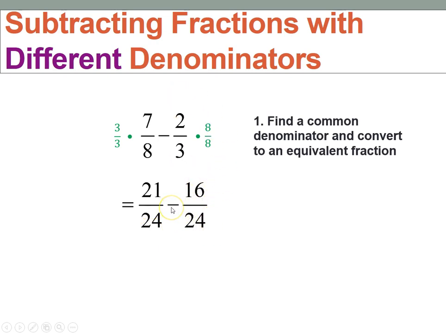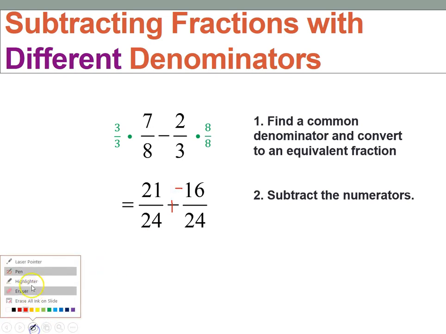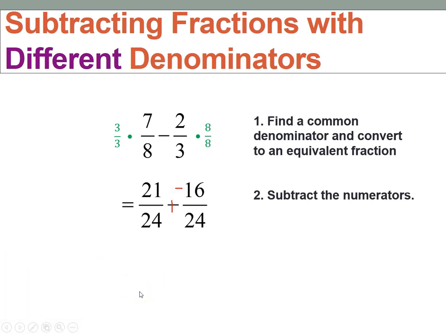I'm still subtracting. And now, since I have the same denominator, I can just subtract my numerators. I have 21 minus 16. If you like to add the opposite, you can do that. So I'm adding the opposite: I get 21 plus negative 16. And that would give me 5 over 24. And then you simplify if necessary. This is already in simplified form, so we don't need to simplify it further.